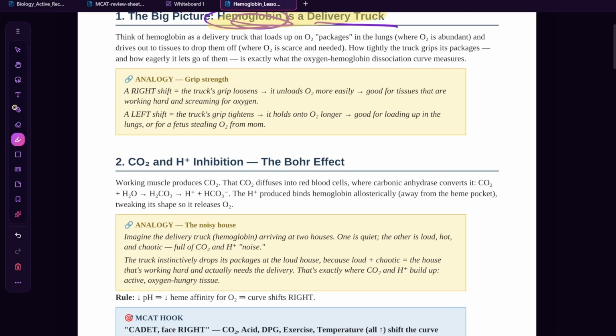So you think of it as a delivery truck that loads up oxygen packages, the 4 areas, right? Like it has 4 of those units. How tightly the truck grips on its packages and how eagerly it lets go of them is exactly what the oxygen hemoglobin dissociation curve measures.